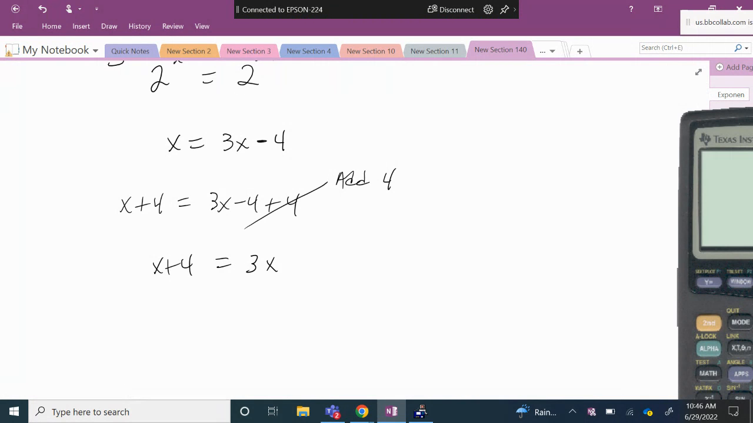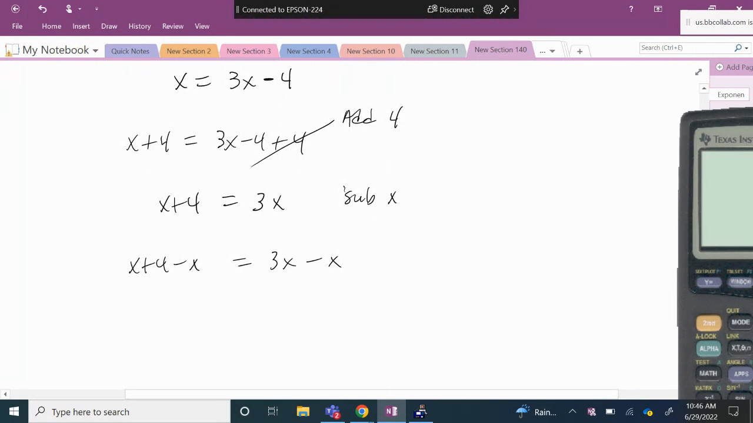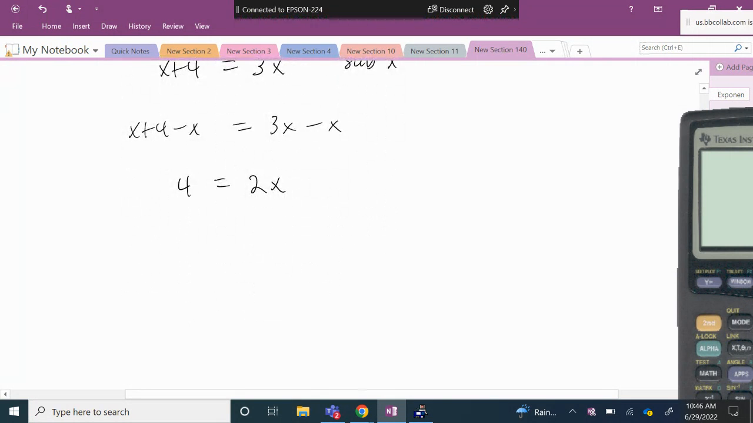The next thing I'm going to do is subtract x from both sides. I'm going to subtract x from the left-hand side and from the right-hand side. On the left-hand side, the x's cancel and I'm left with 4. On the right-hand side, 3x minus x is 2x. Now I can solve for x. I'll divide both sides by 2, so x is equal to 2.